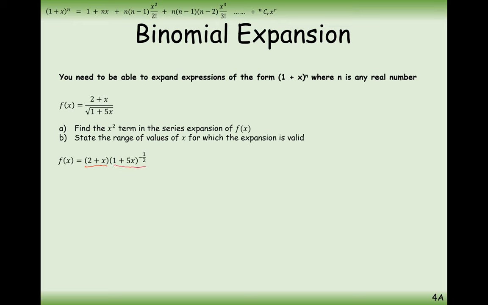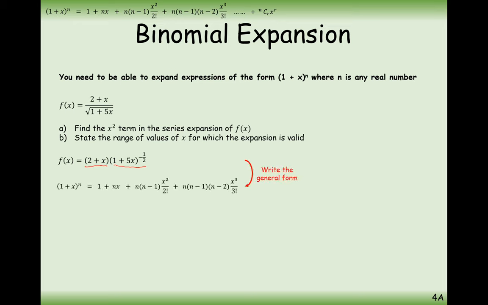So what we want to do here is rewrite this as the product of two brackets. 2+x will be the numerator, so that just stays as it is. But then the 1+5x, we're going to have to turn this into a power of minus, because it's on the bottom of a fraction, and a half, because it's being square rooted. Now what we'll do is forget about this 2+x for now, and we will binomially expand 1+5x to the power of minus a half.